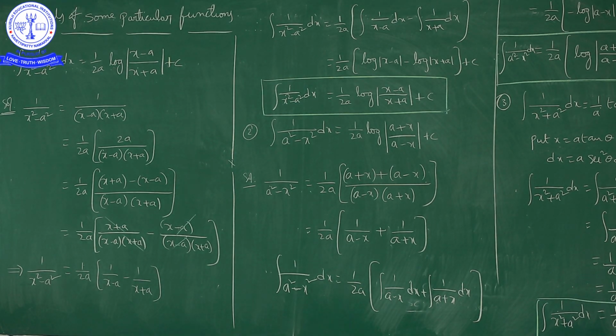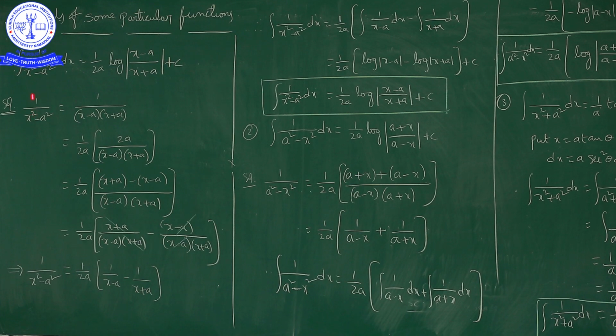Okay, after exercise 7.3, we will discuss some important formulas. The first one is: the integral of 1 upon x square minus a square dx is equal to 1 by 2a log mod x minus a upon x plus a plus c. Now I will explain the proof. The formula is: integration of 1 upon x square minus a square dx is 1 by 2a log mod x minus a upon x plus a plus c.